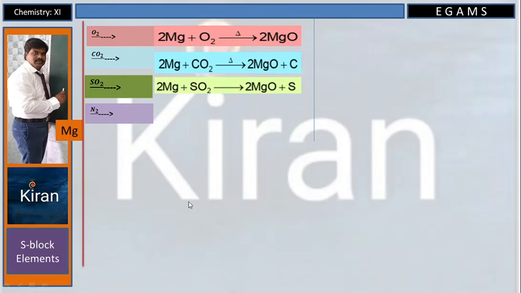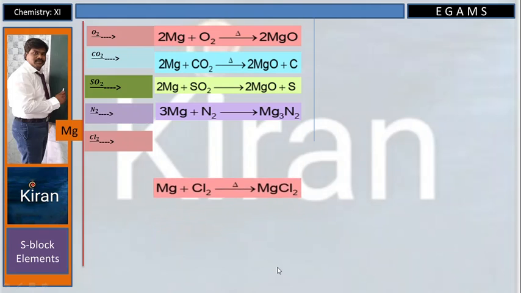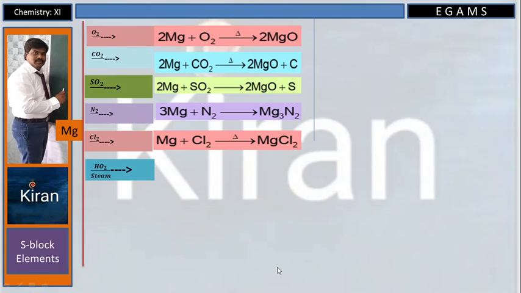And magnesium reacts with nitrogen; the product is magnesium nitride. Magnesium is also a positive metal, so the -ides will come. Then you have magnesium oxide, magnesium nitride. When it reacts with chlorine, the product will be magnesium chloride. And when it reacts with water steam, you get the same base. This is the alkali, basic in nature.